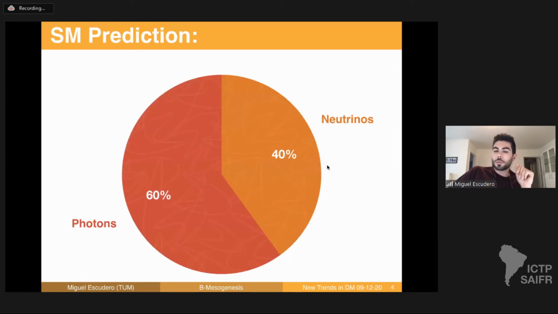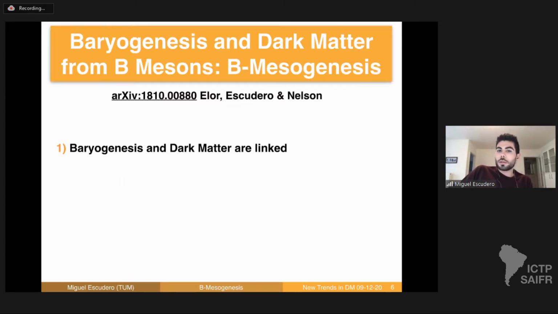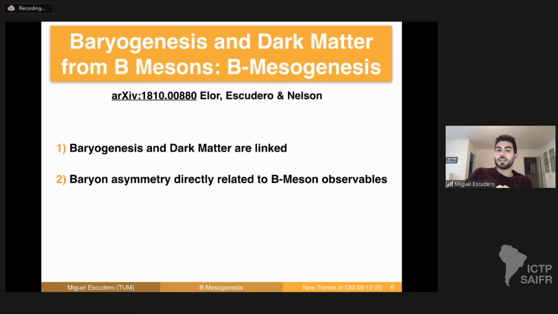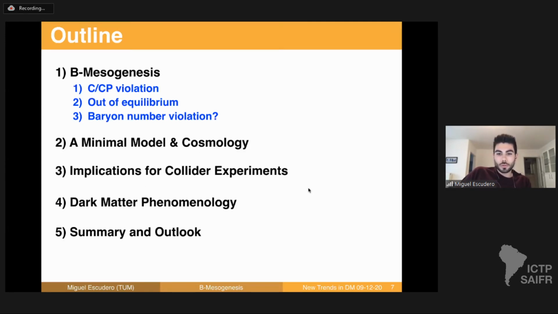If it were for the standard model, we should be living in a universe dominated by radiation, with just photons and neutrinos. So our aim with the mechanism was to potentially give us an understanding of why we are living in a universe with only matter and not antimatter, and what is the origin and nature of that matter. The main features of the mechanism that we developed more than 2 years ago is that in this scenario, baryogenesis and dark matter are linked. The baryon asymmetry in this setup is directly related to B-meson observables. Because of this fact, if the mechanism is applied in the universe, it will lead to unique collider signatures. And as a result, we expect the mechanism to be fully testable given the reach of current collider experiments.